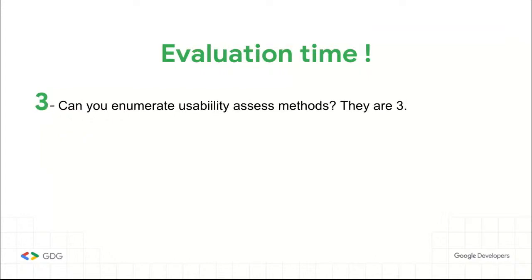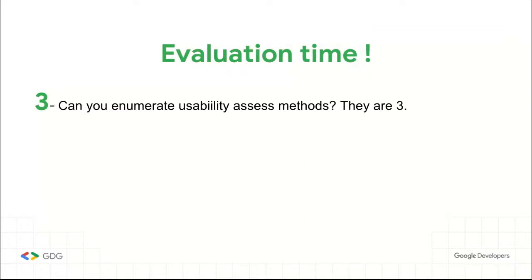The third question is, can you enumerate usability assess methods? There are 3. Do you remember this or not? We have 3 usability assess methods. When we did the usability test, we used 3 methods. The first one is... Okay, we are going to say the first one is inspection methods.